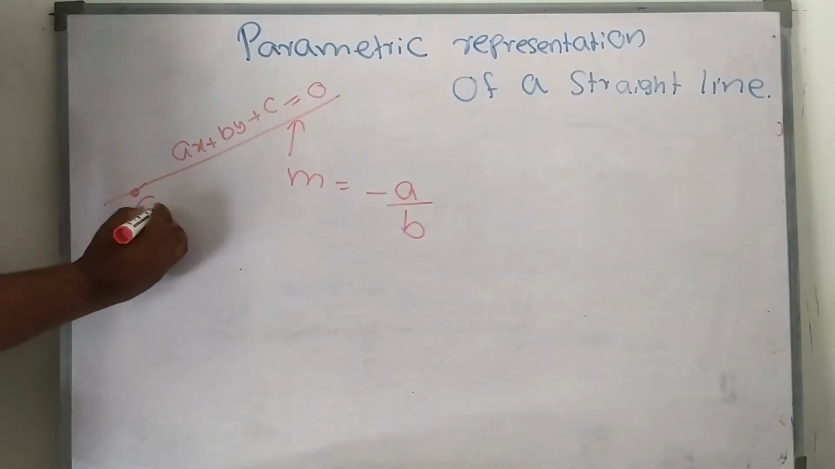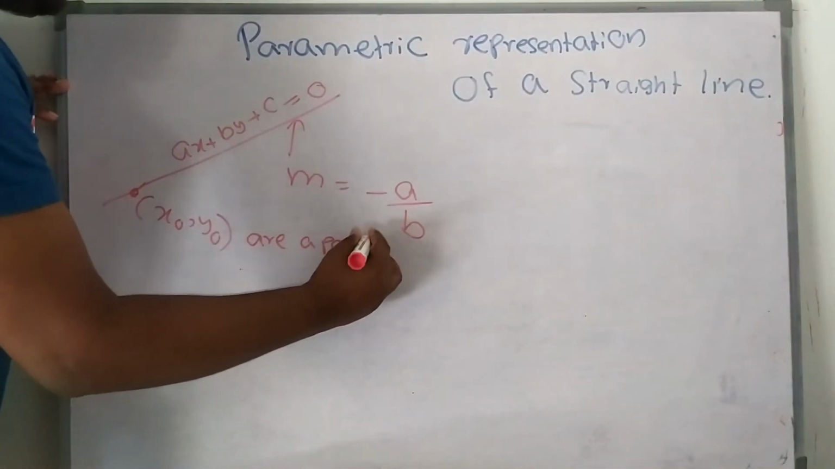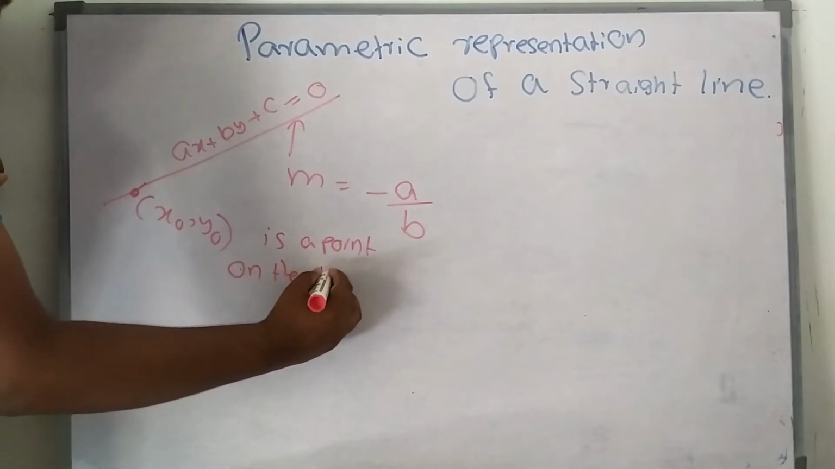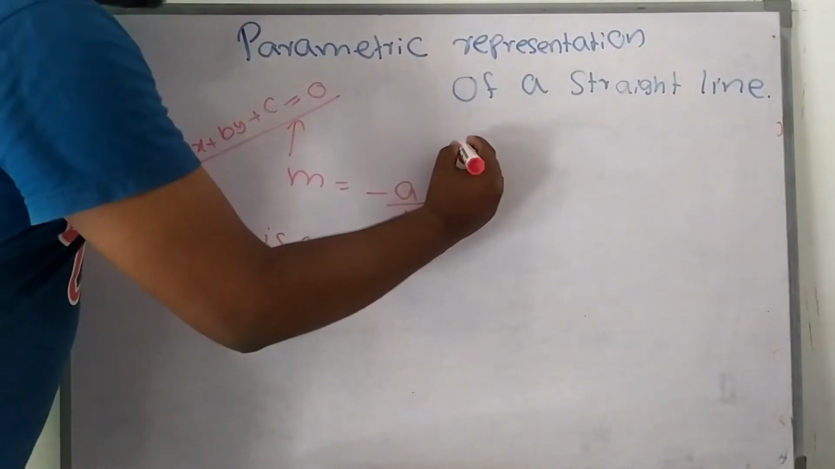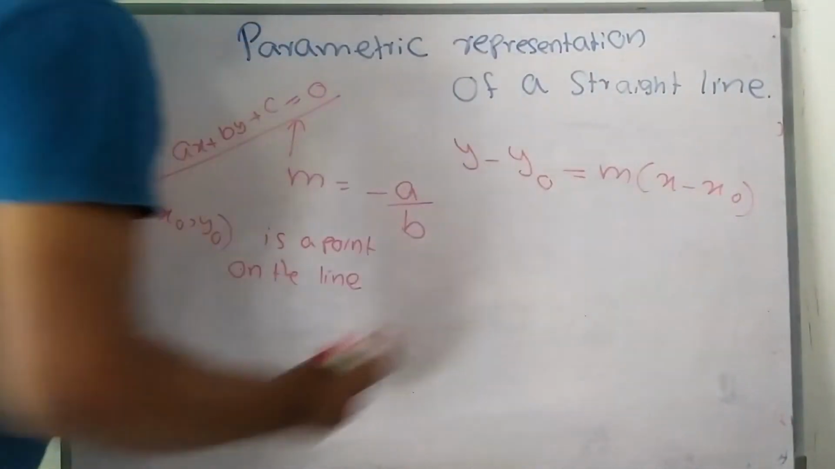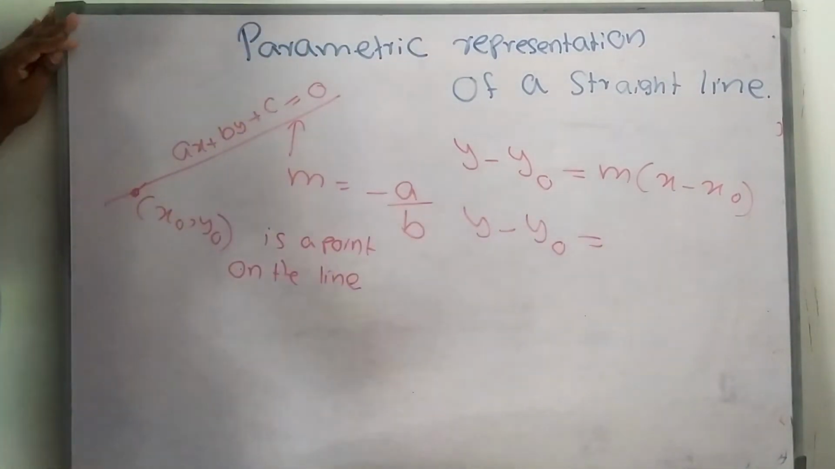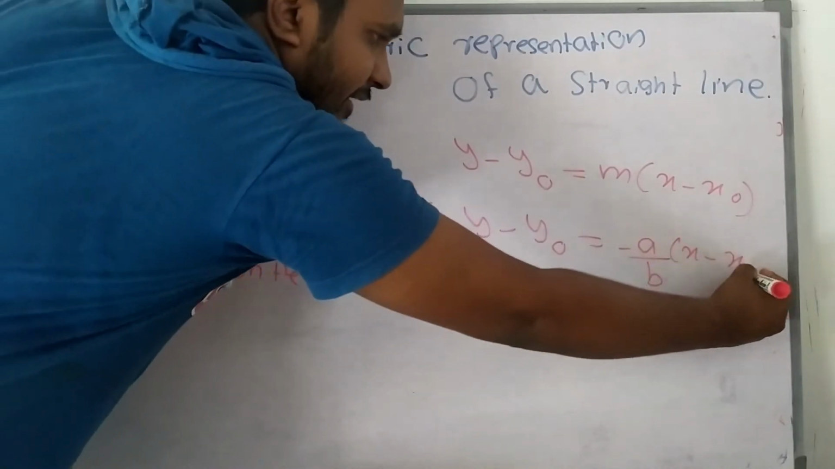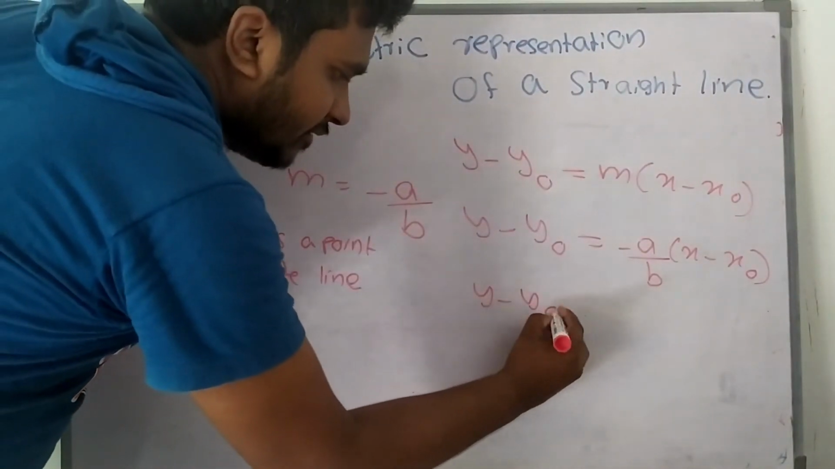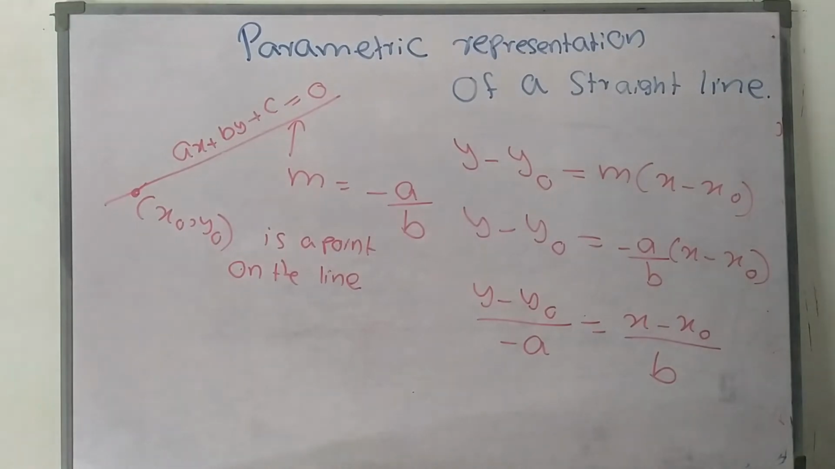So I assume x naught and y naught are a point on the line, right? Therefore, I'm going to rewrite the equation: y minus y naught equals m times x minus x naught. The gradient is minus a over b, so y minus y naught equals minus a over b times x minus x naught. Now the minus a should be divided by b, so y minus y naught over minus a equals x minus x naught over b. I'm just making a ratio.